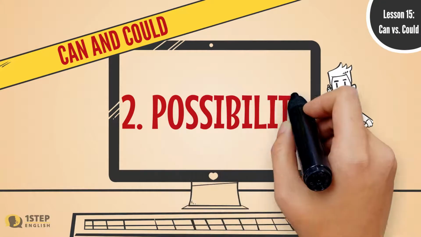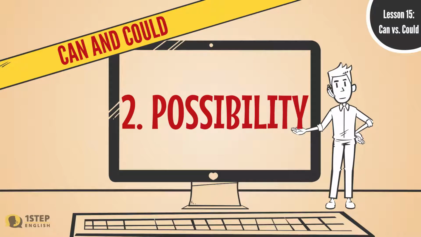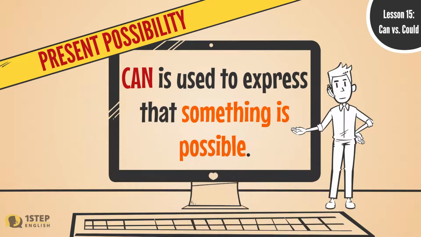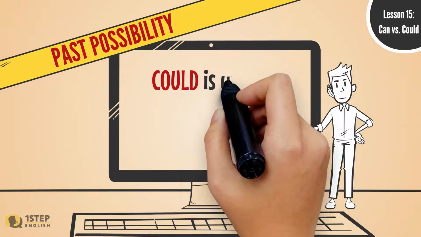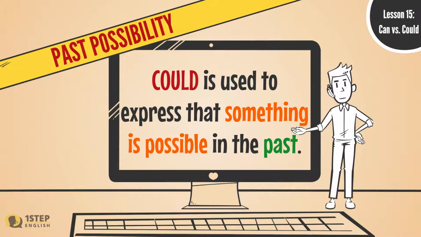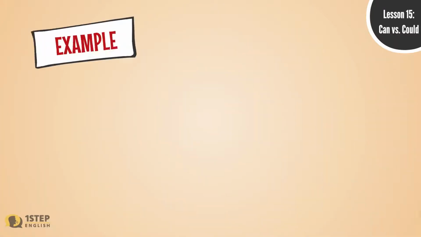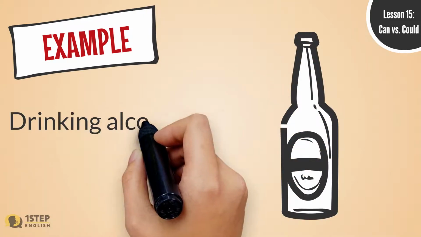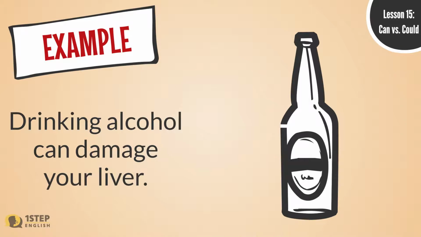Two. Possibility. Can is used to express that something is possible. Could is used to express that something was possible in the past. For example, drinking alcohol can damage your liver.